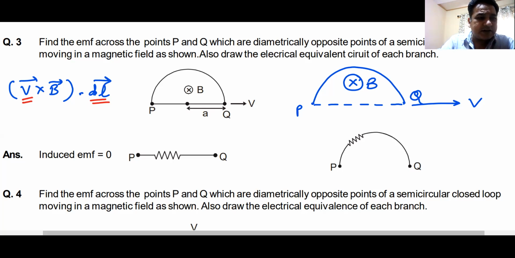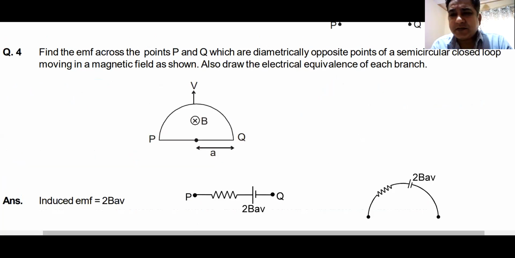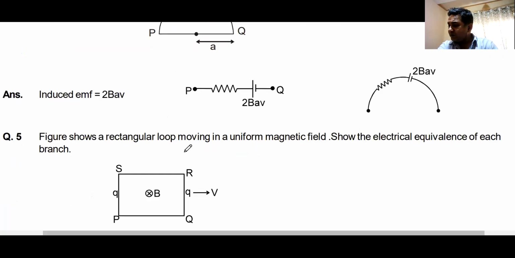As such, let us look at this example then. Find the EMF across the points P and Q, which are diametrically opposite ends of a semicircular loop. It is a closed semicircular loop, moving in a magnetic field. Also draw the equivalent diagram of each branch. So it is a semicircular closed loop now. What will be the induced EMF in this loop?